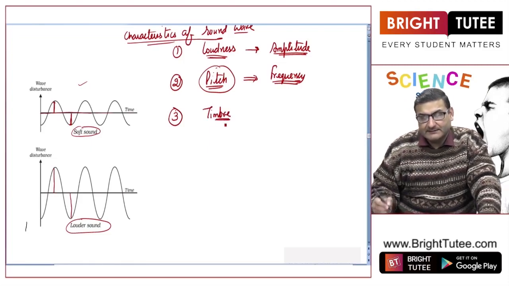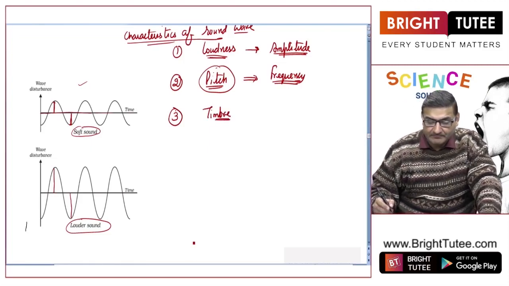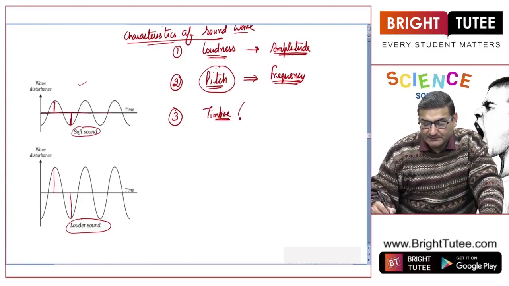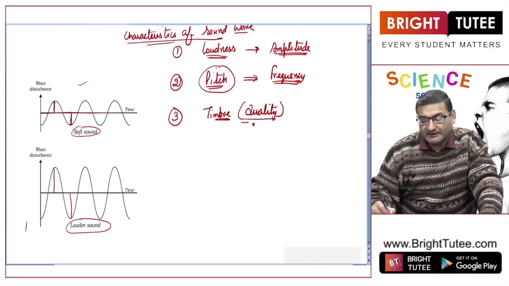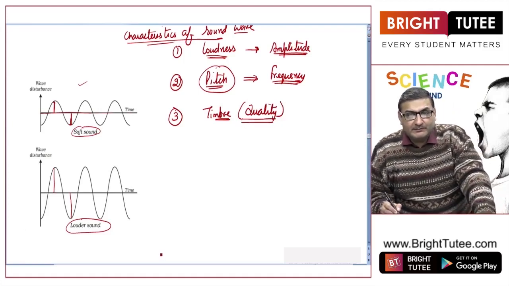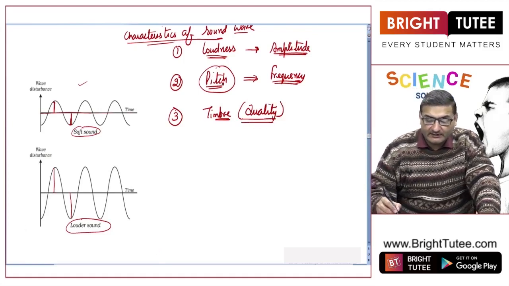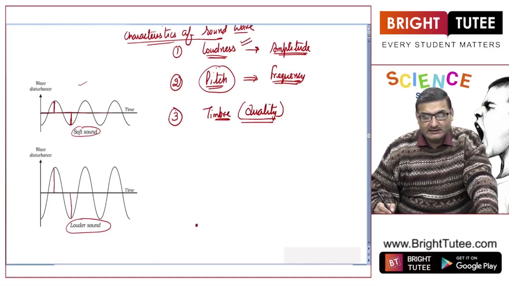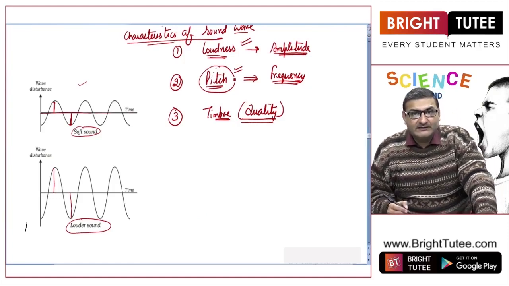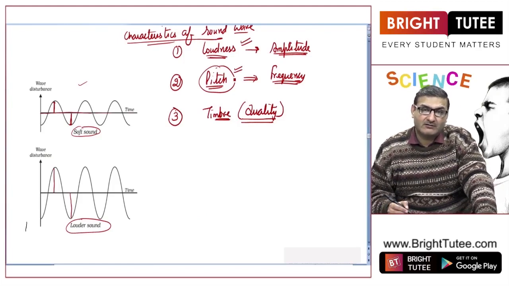Now there is another qualitative characteristic, and that is actually timbre. It is written as B-R-E. You can call it timbre also. Now what exactly is this timbre? This is the quality of the sound wave. Two people, whether they are two males or two females, are talking with the same loudness, with the same pitch, but still we can recognize and differentiate between two sounds.